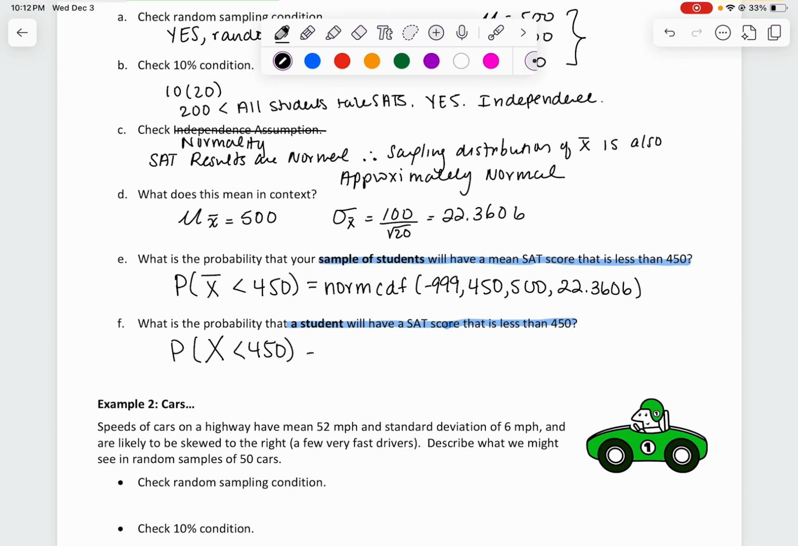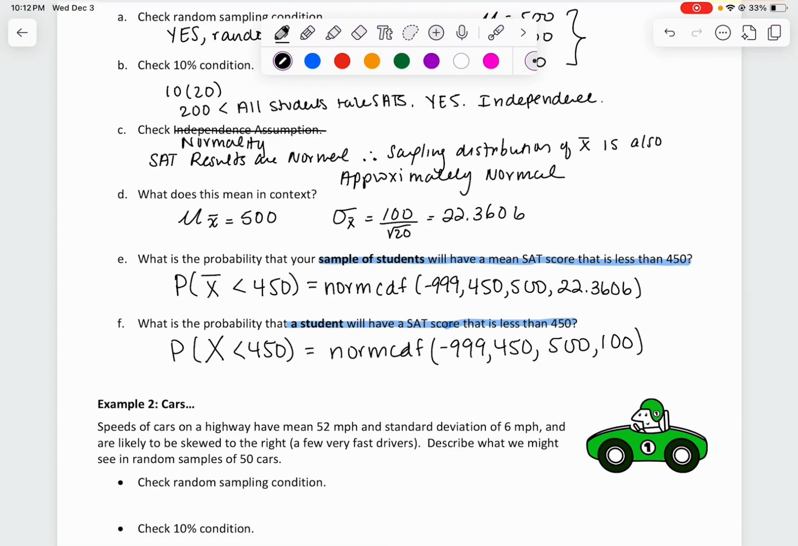Here, we're still doing normCDF because the population was normally distributed. But in this scenario, we are using a different mean and a different standard deviation based on the fact that we're only looking at one student, not a random sample of a specific size. These two probabilities, guys, you can throw into your calculator. I'm not going to actually find them for you, but you have the calculator syntax to find it out.